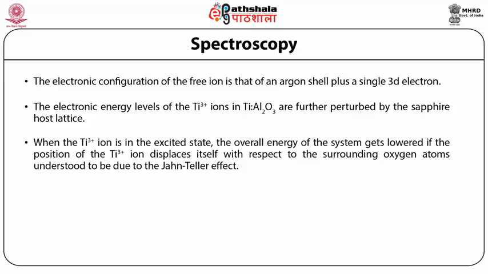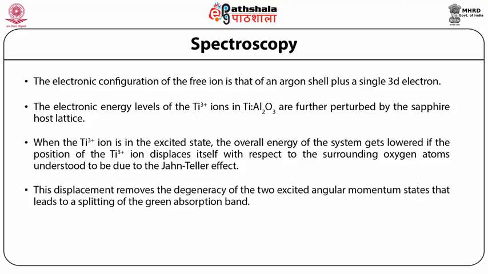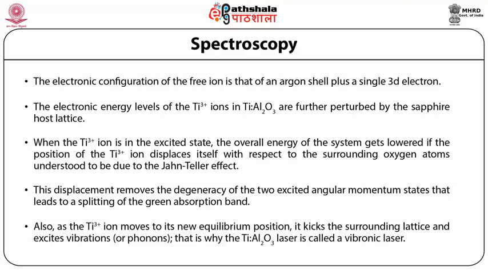When the titanium ion is in an excited state, the overall energy of the system gets lowered if the position of the titanium ion displaces itself with respect to the surrounding oxygen atoms, understood to be due to the Jahn-Teller effect. This displacement removes the degeneracy of the two excited angular momentum states that leads to a splitting of the green absorption band. Also, as the titanium ion moves to its new equilibrium position, it kicks the surrounding lattice and excites vibrations in the form of phonons. That is why the titanium sapphire laser is called a vibronic laser.